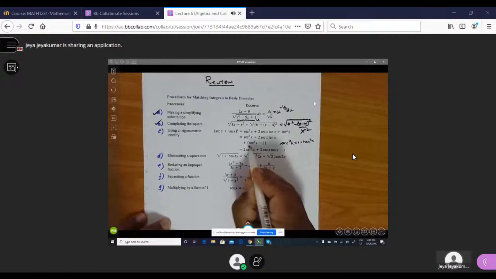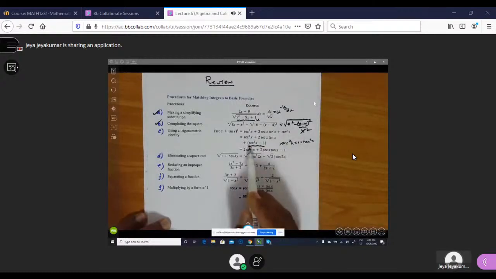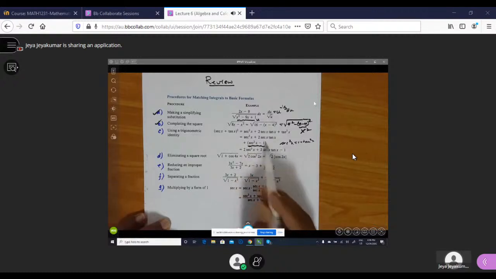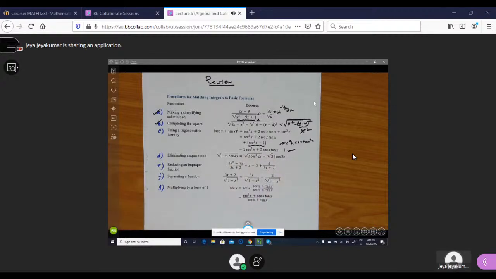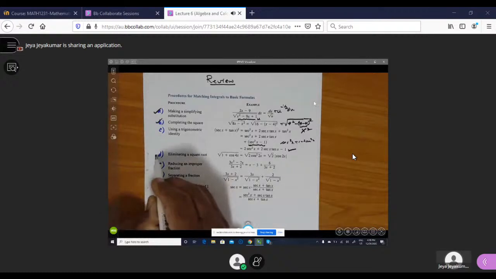Now you simplify this. You get sec squared x plus sec squared x, there 2 sec squared x, plus 2 sec x tan x minus 1. So this now you can easily integrate using the table of integrals, right? So sometimes we may have to use the trigonometric identities. Now let's look at part D.